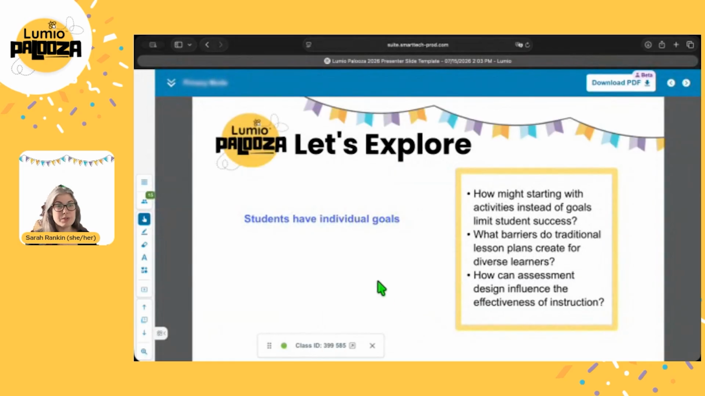Let's take a peek at it. Students have individual goals. Exactly. All of our students should have their own individual goals. And while that sounds really challenging to address, well, what if I've got 32 students in my classroom and they all have different goals? Well, that really is the reality of education. We are working with individuals. We are working with children and students and young adults who are unique in their goals and their interests and their pathways.